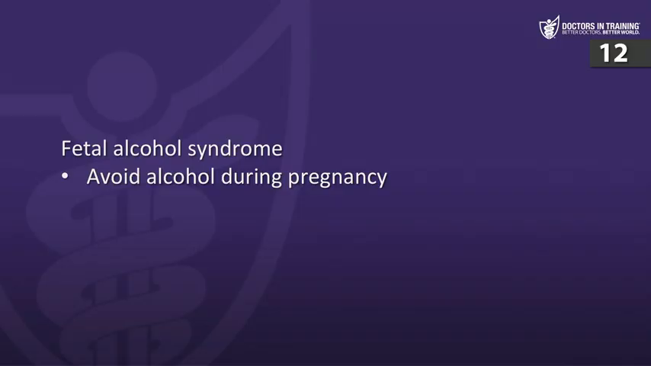Next question. A child presents with short palpebral fissures, a thin upper lip, smooth philtrum, and a flattened midface. He is below the 10th percentile for height and weight, and his IQ is 65. What is the cause of his abnormalities, and what could have been done to prevent them? So this is a classic presentation for fetal alcohol syndrome, and of course the prevention would have been for the mom not to drink alcohol while she's pregnant.